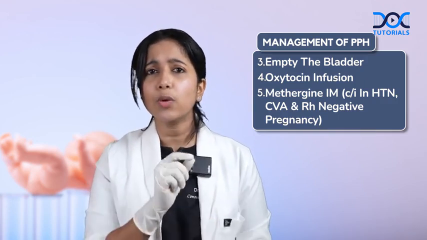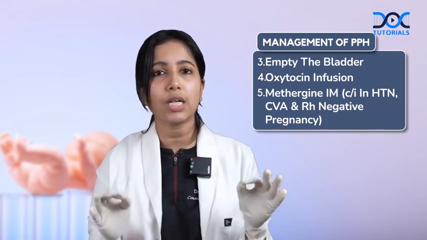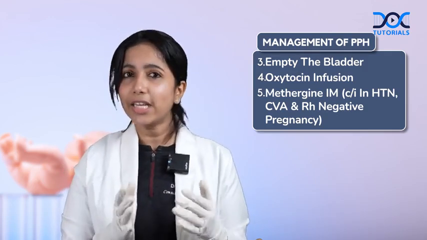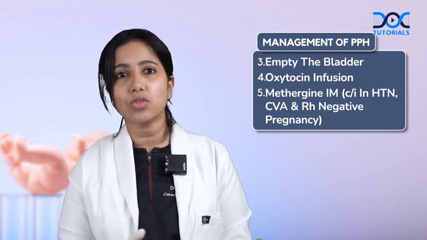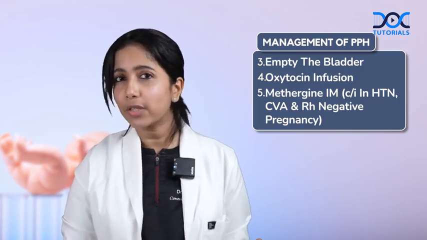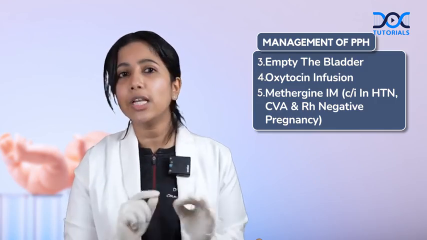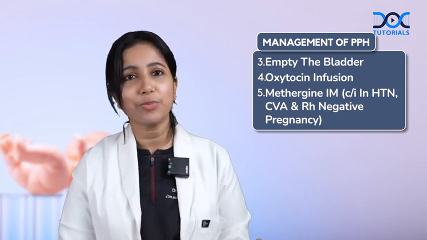Very, very important. Whenever you give methergin, always rule out whether the patient has hypertension, whether the patient has heart disease. Hypertension, heart disease, methergin is absolutely contraindicated. Suppose you have a patient who is Rh negative pregnancy. Even in Rh negative non-sensitized women, we avoid methergin because of the increased risk of feto-maternal hemorrhage and sensitization to happen. So important points that you will remember: methergin commonly given as intramuscular, maximum 5 doses, absolutely contraindicated in hypertension, heart disease as well as Rh negative pregnancy.